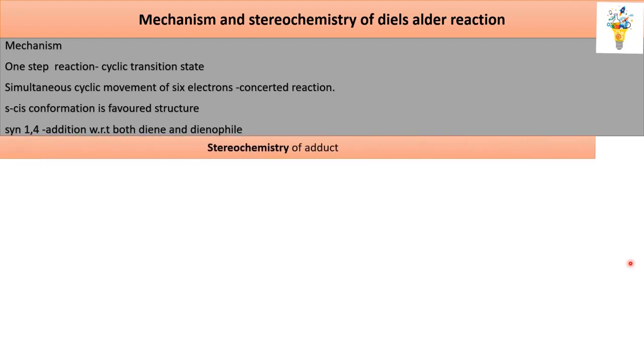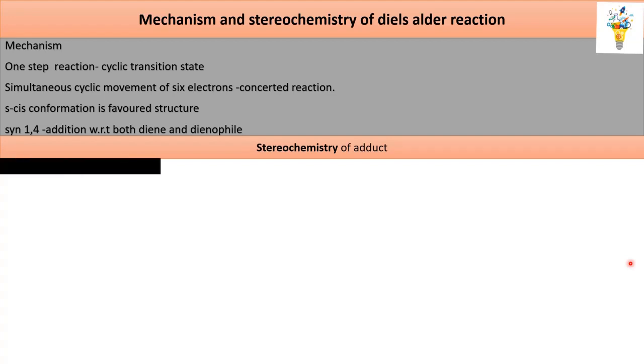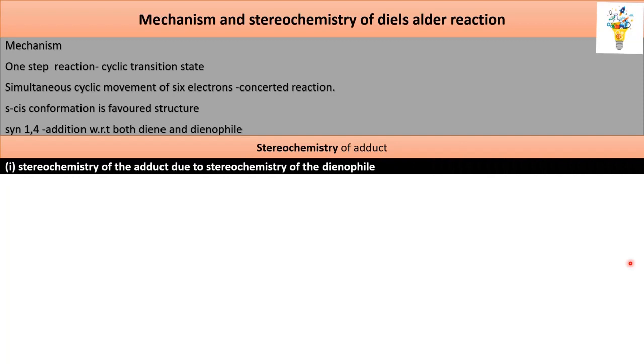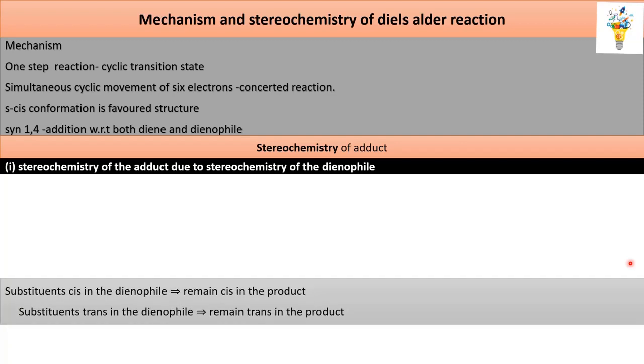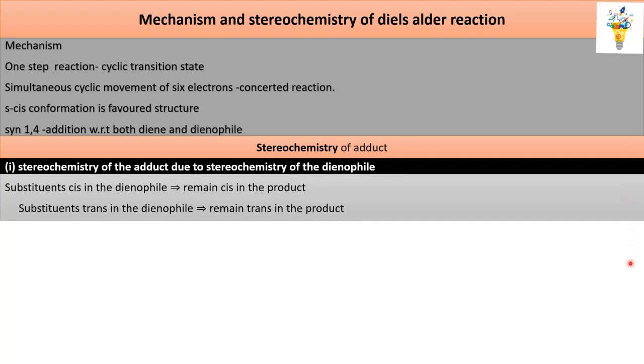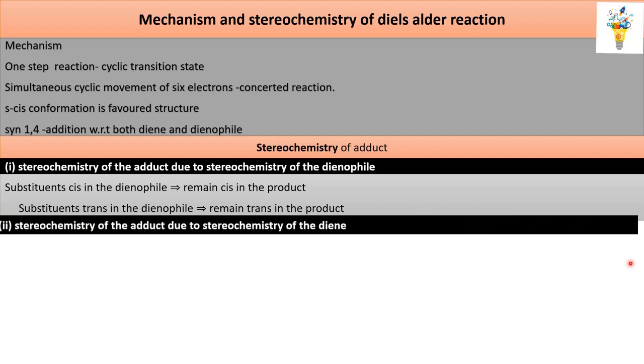Okay, now the stereochemistry of the adduct. How is the stereochemistry of the adduct predicted with respect to the dienophile? The Diels Alder reaction is a stereospecific reaction. If the substituents are in the cis position in the dienophile, then they remain cis in the product. If the dienophile is trans, then the product is also trans. So a cis dienophile gives a cis product, and a trans dienophile gives a trans product in the adduct.